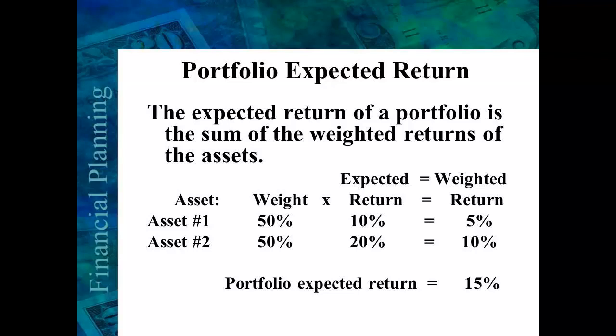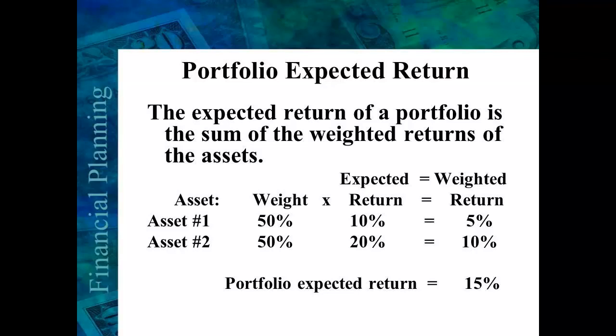What is meant by weight? It's the percentage of the portfolio the asset represents. If in a $100 portfolio, $50 is invested in one asset and $50 in the other, then the weight is 50-50. 50% of the portfolio is made up of asset A, and 50% is made up of asset B.